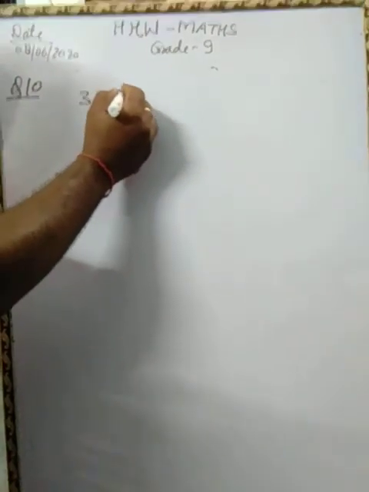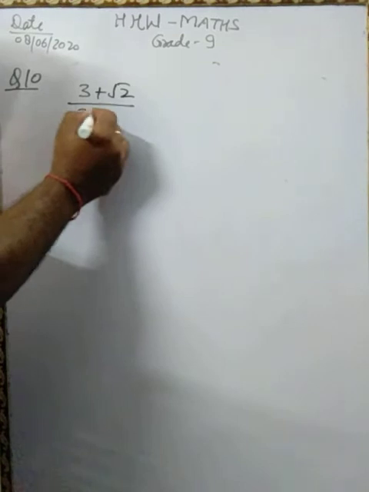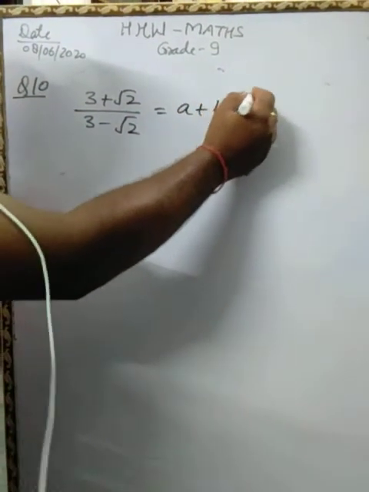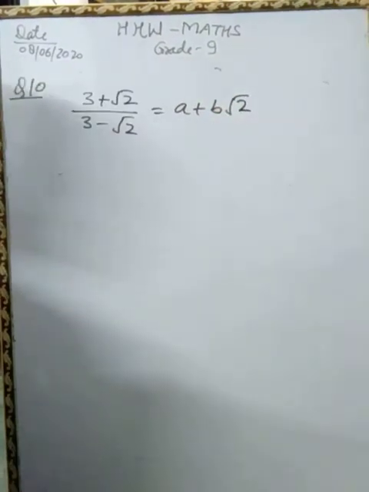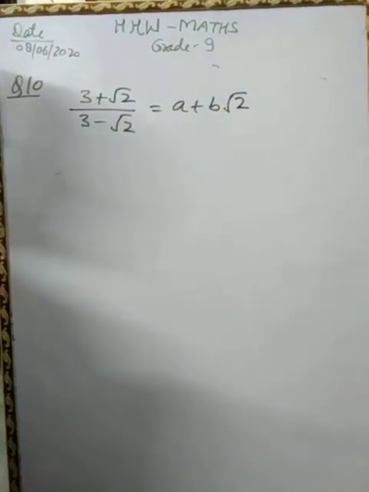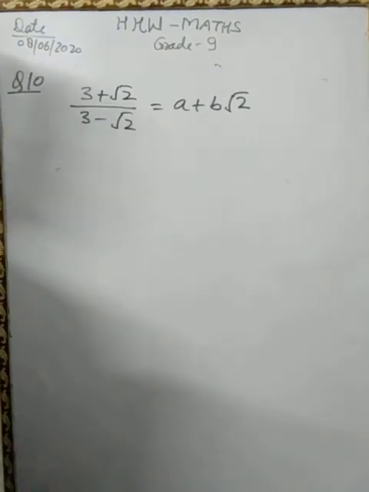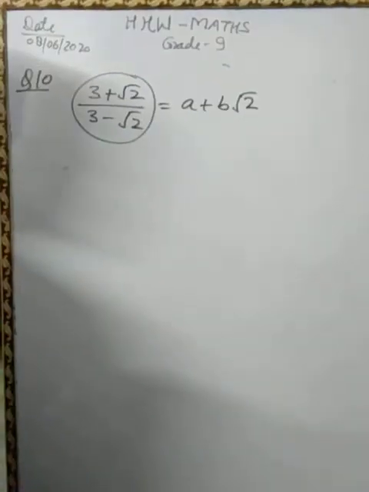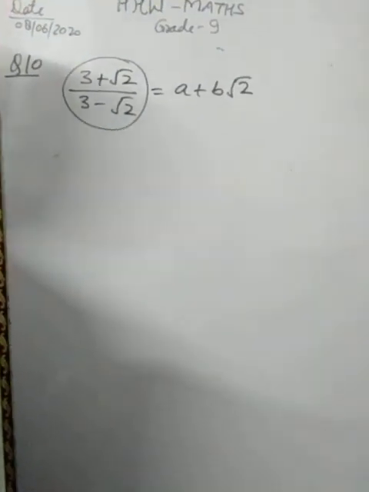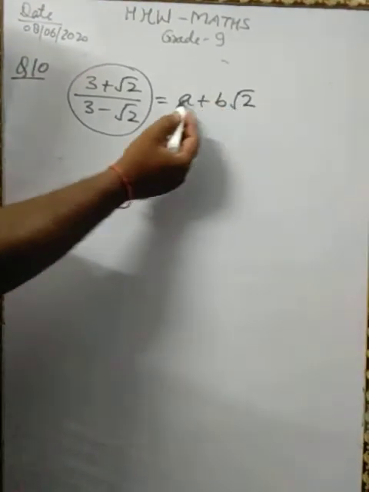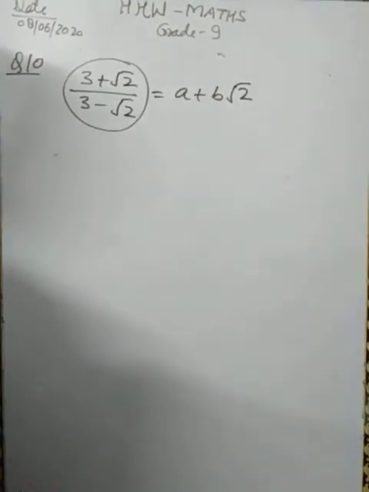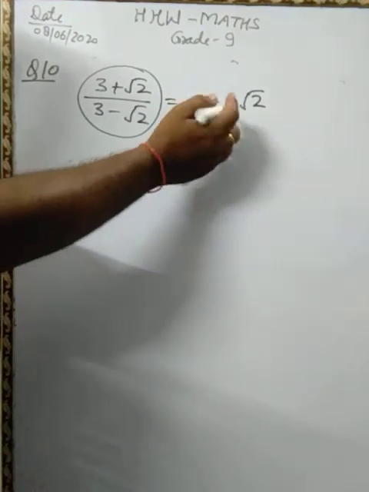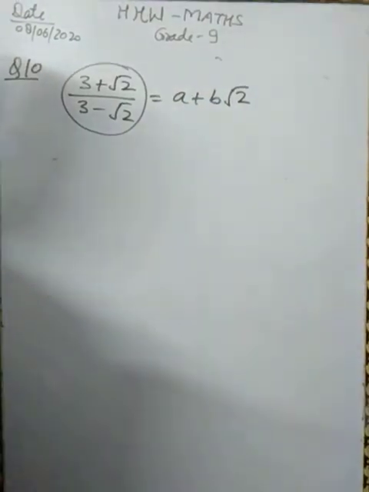(3 plus root 2) upon (3 minus root 2) equals a plus b root 2. This is given, and we need to find the values of a and b. If such a question is given, you have to rationalize this portion, and after rationalization we will compare the coefficients of root 2 and the other part, right? Means we will compare and write down the values of a and b, because this is the rational part and this is the irrational part.